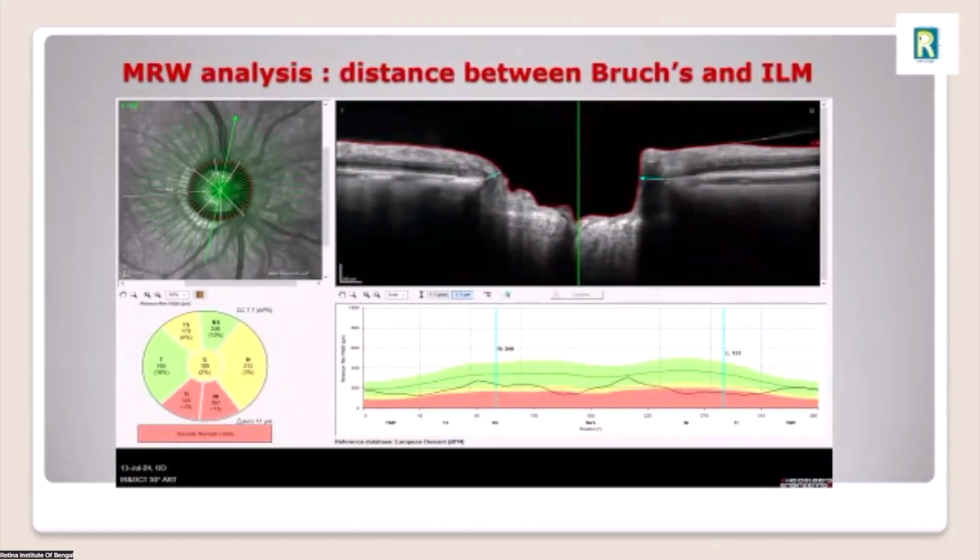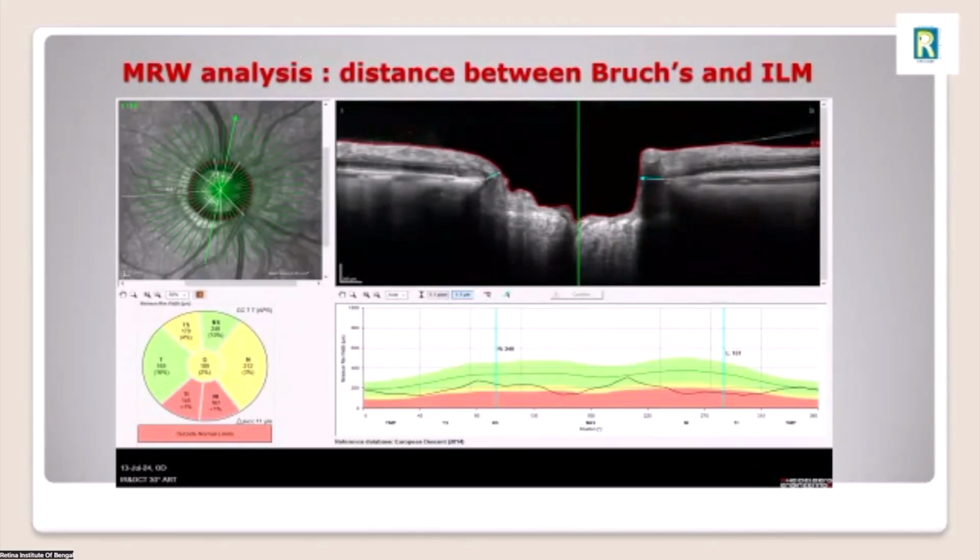The second advantage of Spectralis is the MRW analysis. This is a minimum rim width analysis. This is a very unique thing. The minimum rim width defect has to be there in glaucoma as per the guidelines. What is that?